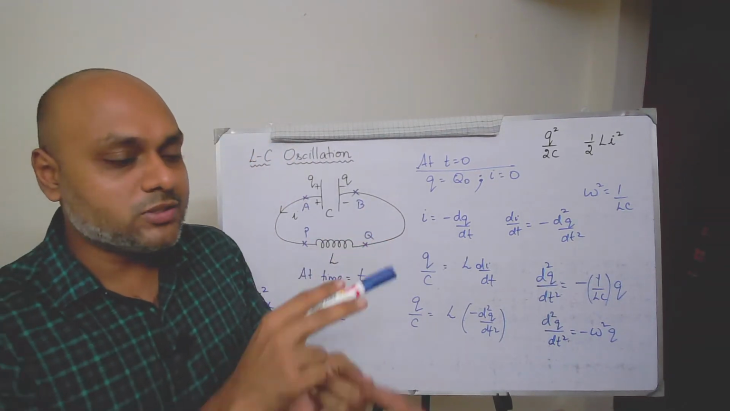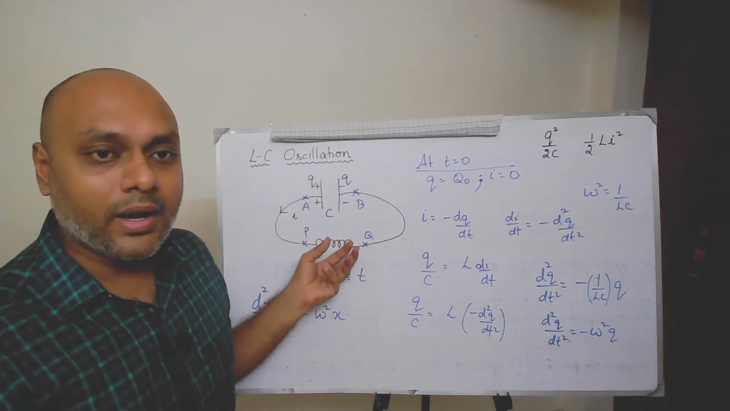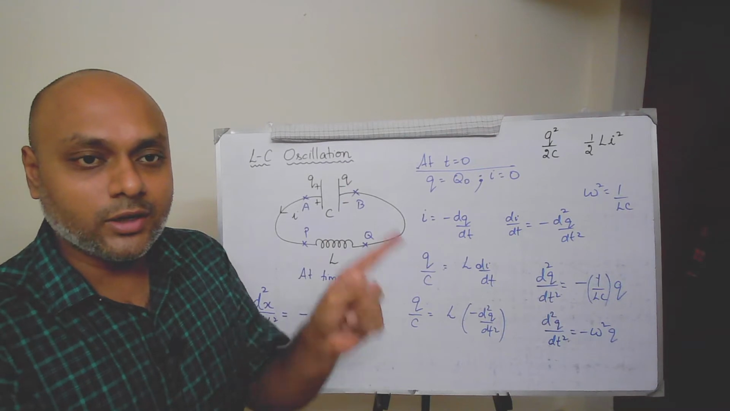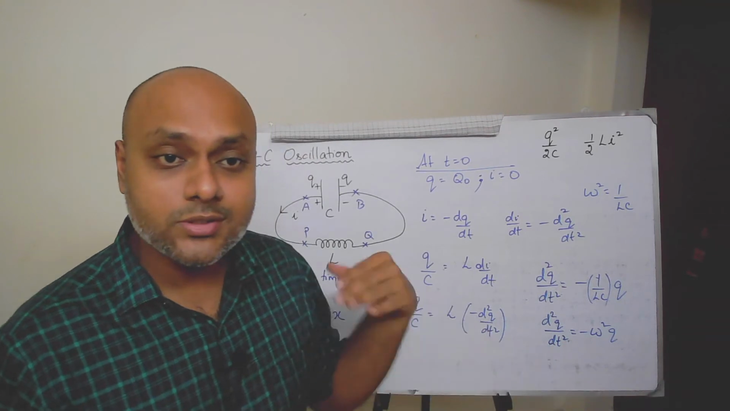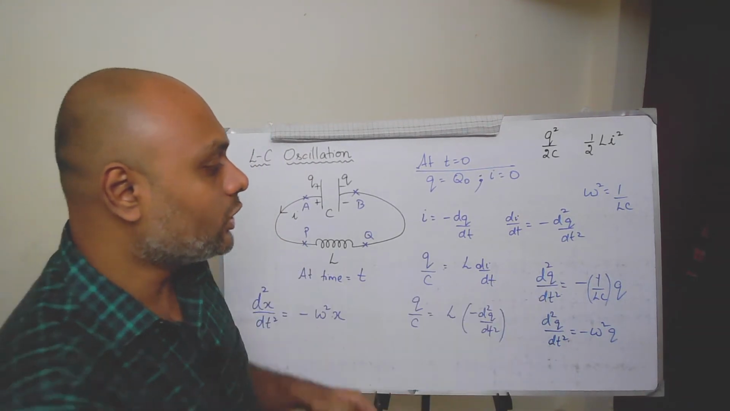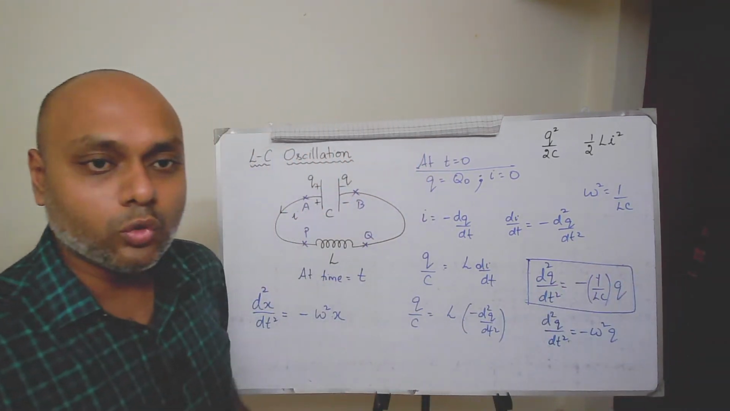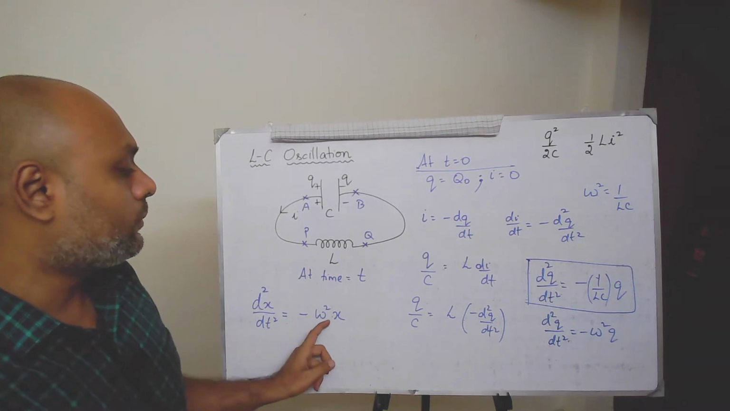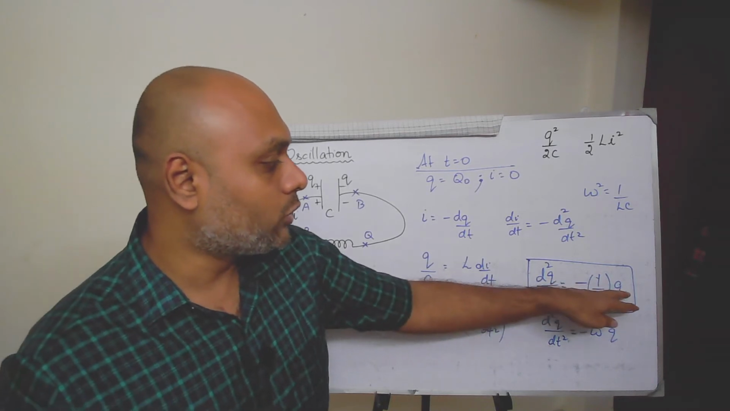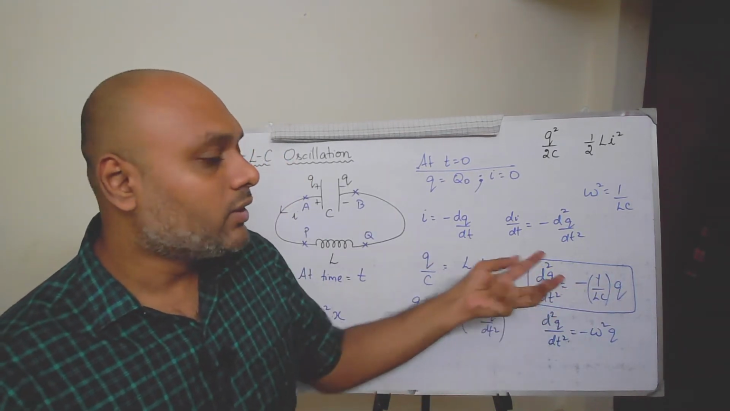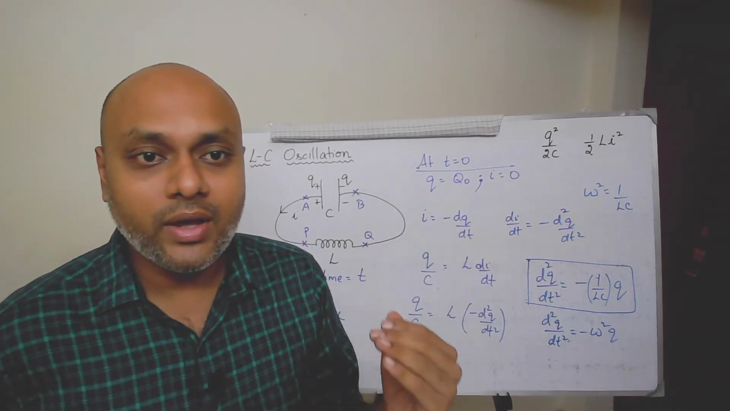Why we call it oscillation is because energy is oscillating between the electric field of the capacitor and the magnetic field of the inductor. That oscillation continuously takes place with an angular frequency of 1 by root LC, and it is also a simple harmonic oscillation because d square q by dt square is proportional to minus q, just like d square x by dt square is proportional to minus x. What oscillates simple harmonically? The charge on this particular capacitor will be varying sinusoidally.